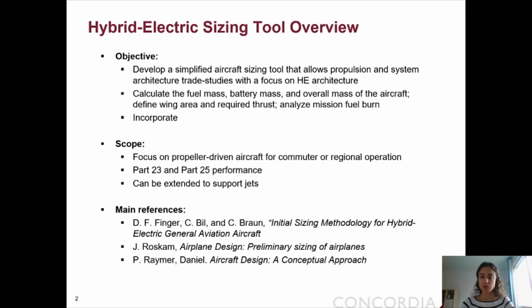The tool focuses on propeller-driven aircraft for commuter and regional operation, but can be extended to also support jet aircraft and therefore takes into account Part 23 and Part 25 airworthiness standards. The initial sizing methodology of hybrid electric general aviation aircraft paper, as well as the textbooks Airplane Design, Preliminary Sizing of Airplanes, and Aircraft Design, a Conceptual Approach, were the main references for the development of this tool.